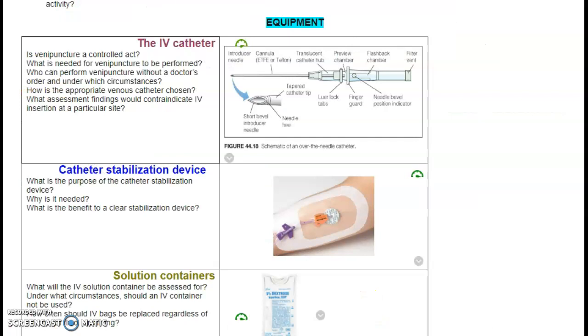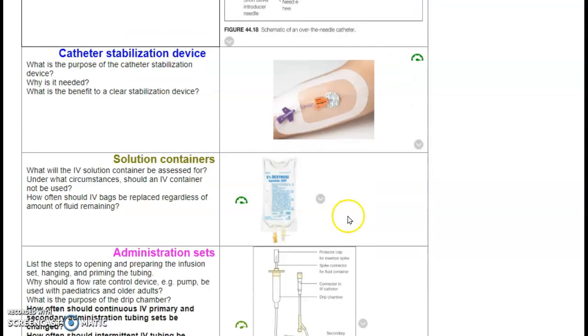Let's review some of the IV equipment. The first device is the IV catheter. The IV catheter is what is inserted into the patient into the vein. It allows the infusion of fluids, medications, and blood into the patient. The next is the catheter stabilization device. This is important as it prevents the dislodgement of the IV catheter. Nurses must check this on a regular basis.